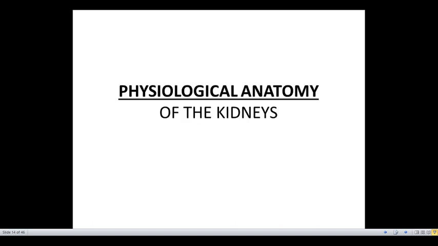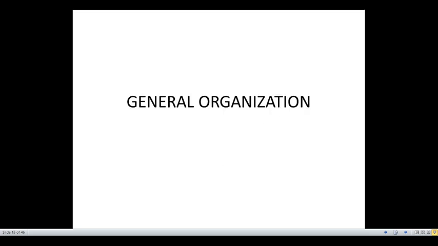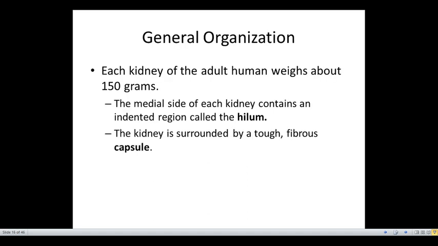Physiological anatomy of the kidneys. General organization. Each kidney of the adult human weighs about 150 grams. The medial side of each kidney contains an indented region called the hilum, through which blood vessels, lymphatics, nerves, and ureter pass. The kidney is surrounded by a tough fibrous capsule.